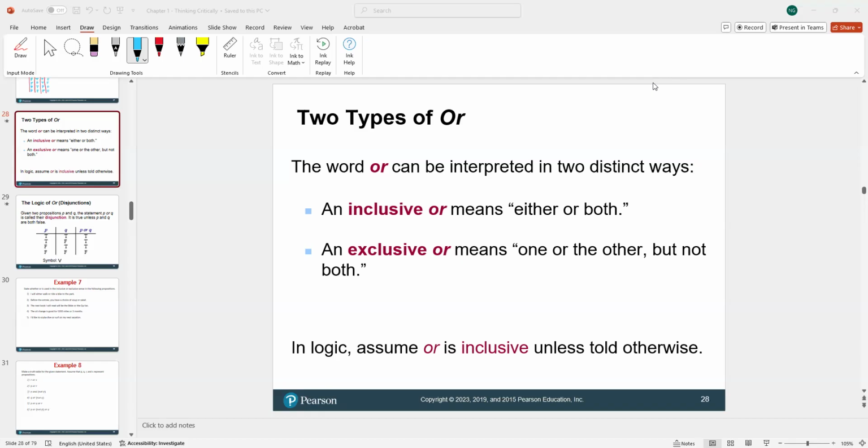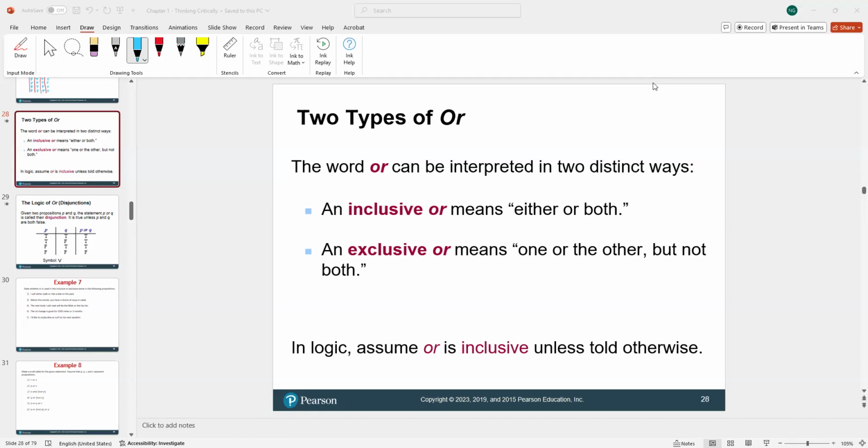In this video, we're going to continue with the logical connectors, and we're going to see the or. The or is different from and, as you can see. With and, both of them need to be true in order to consider it a true statement. However, the connector or can have two different meanings.